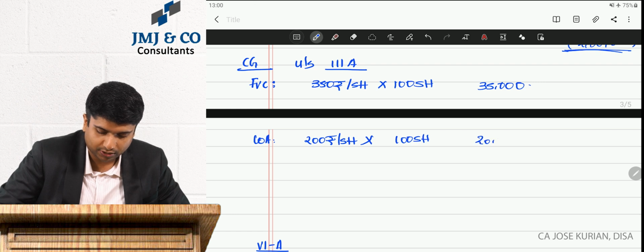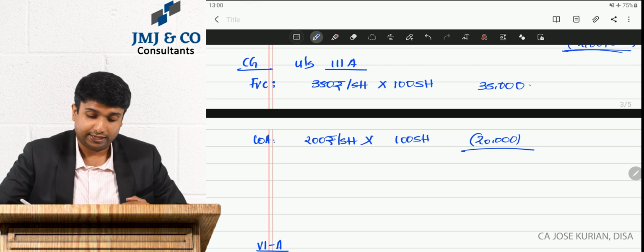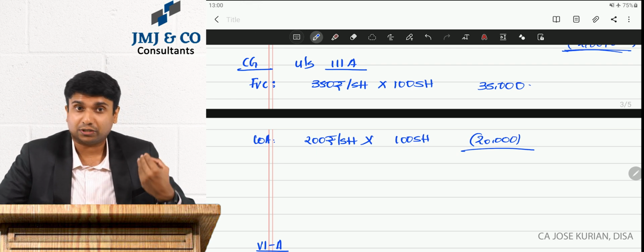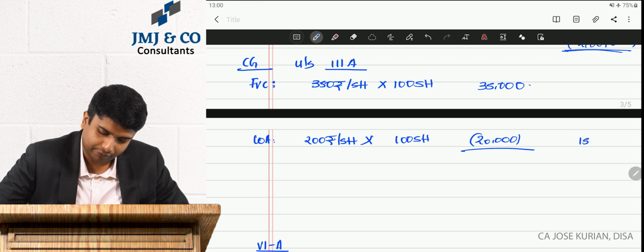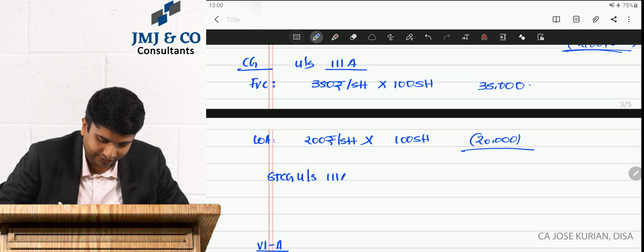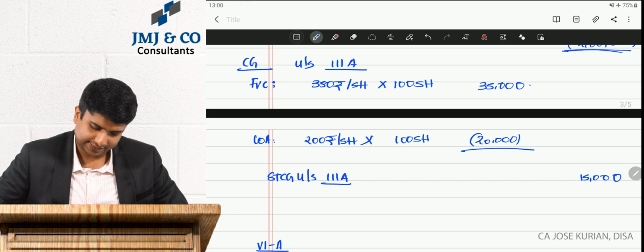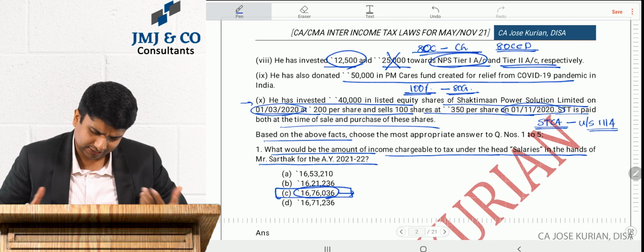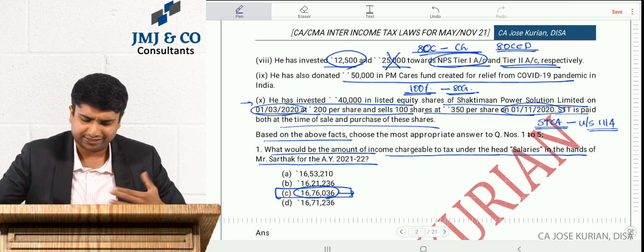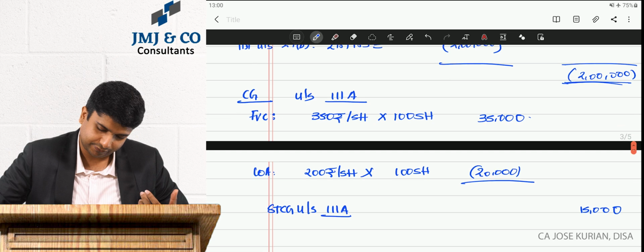So 20,000 would be the cost of acquisition. If you deduct that from 35,000, the gain would be 15,000. So the short-term capital gain under section 111A would be 15,000 rupees. Alright. Now is there any adjustment remaining, friends? There is no other adjustment remaining based on the above facts. So now let's compute everything together, friends.